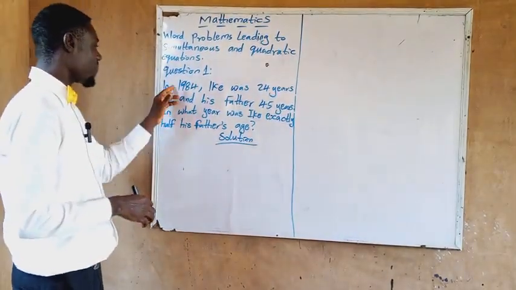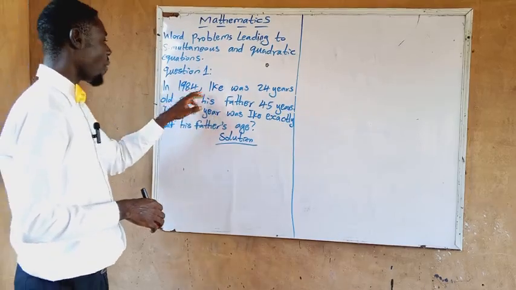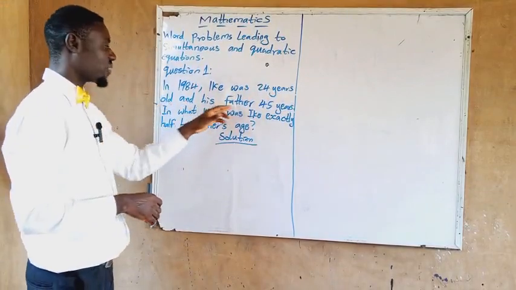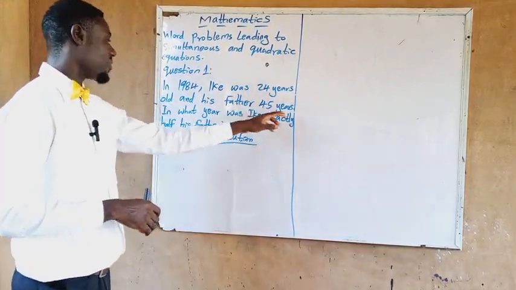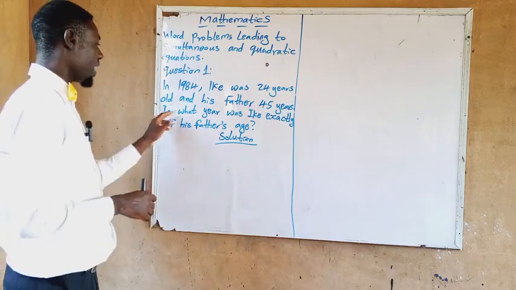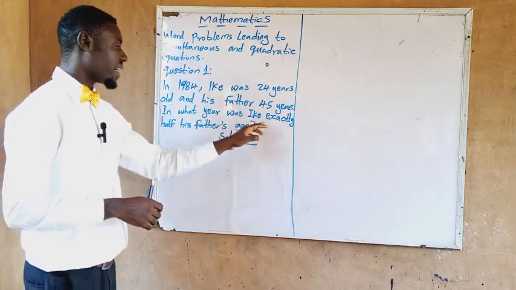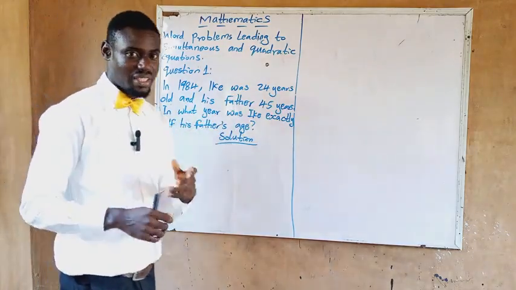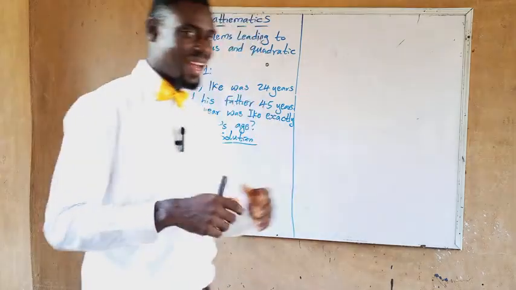Now let's read together. In 1984, Ike was 24 years old and his father 45 years old. In what year was Ike exactly half his father's age? Half what? His father's age.